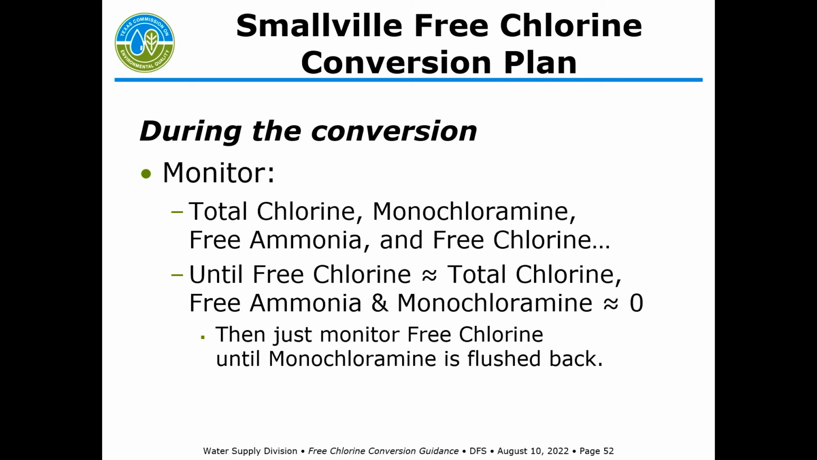So during the conversion, what are you going to be doing? You're going to be monitoring. As I mentioned, you've got to monitor those 4 parameters: total chlorine, monochloramine, free ammonia, and free chlorine, until your free chlorine is about equal to the total chlorine, and your free ammonia and monochloramine are approximately 0. At that point, you've got free chlorine there. There's no point in measuring monochloramine, total chlorine, and free ammonia for the rest of the conversion at that point. So in the middle of the conversion, all you're going to be monitoring is free chlorine. You don't need to keep monitoring those other parameters once you're sure you have a free chlorine residual.